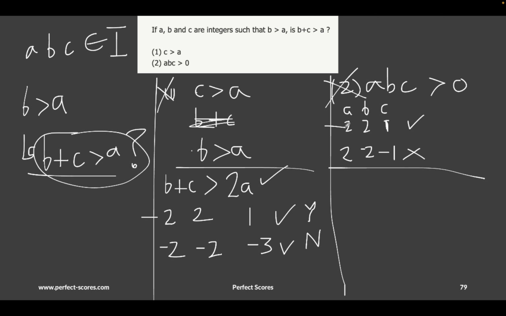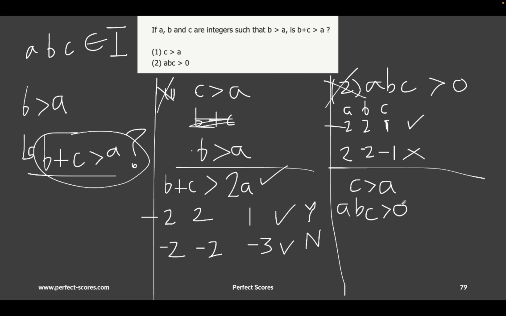Now let's combine both the statements. If we combine both the statements, you've got C is greater than A. That's one thing that you got. And you've got ABC to be greater than 0, right? So you got C greater than A, and you got ABC greater than 0. And you have to prove whether B plus C is greater than A.